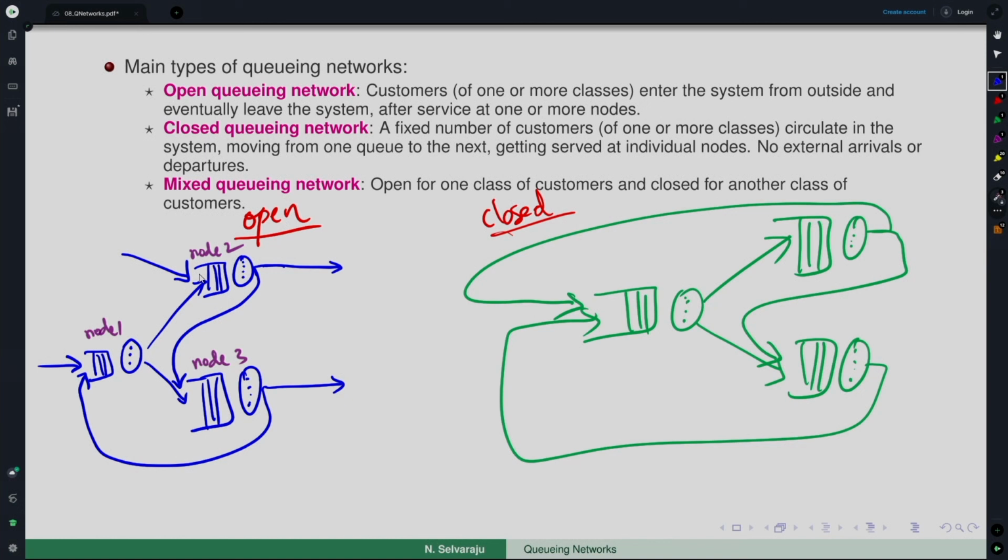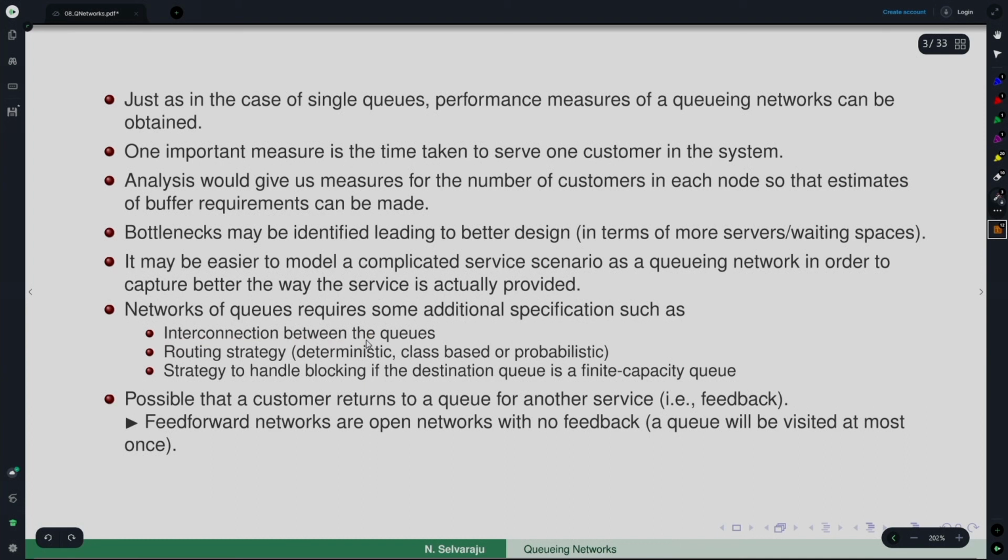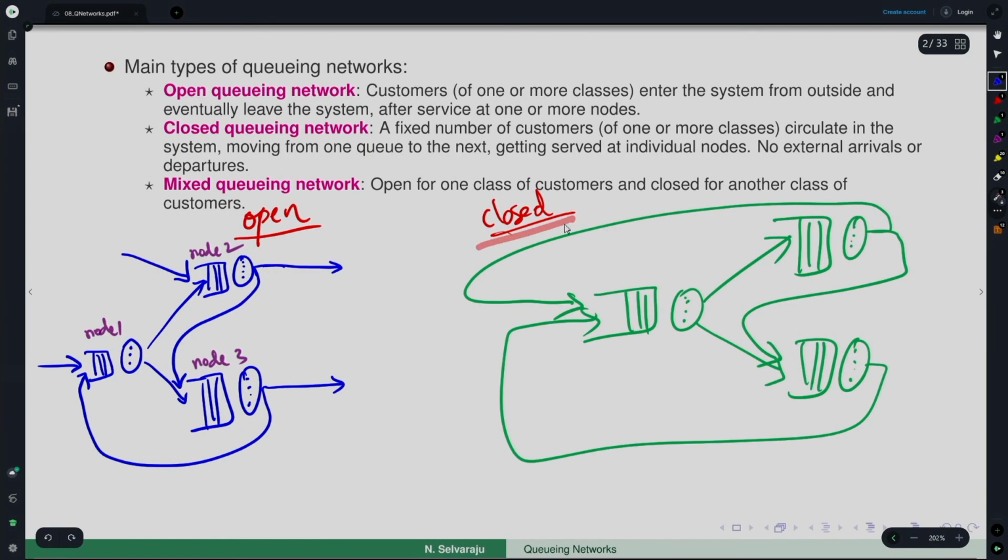So, the interconnection is an important component here, and that really makes this a network. After he finishes service in one particular node, what is the next node for the customer? That has to be specified by the interconnection. The second is the routing strategy, which could be deterministic. For example, in this closed case, from here there is only one way he can go. But from here he can go to either of these two. After completing service, he needs to be routed to either this or this. So, what is the strategy that you are going to adopt?